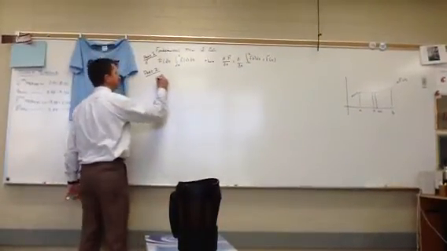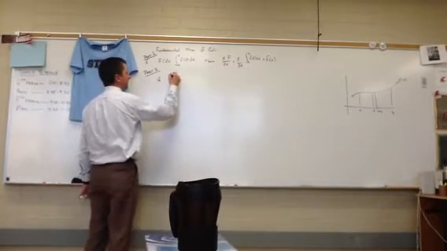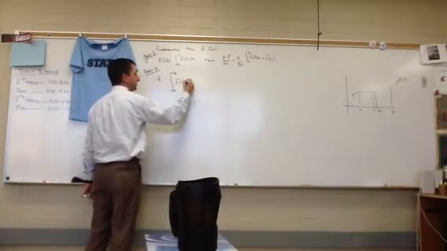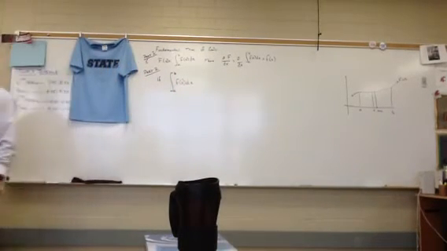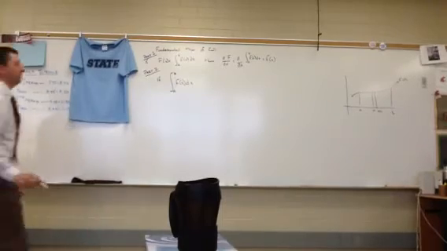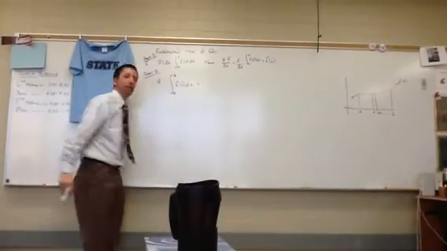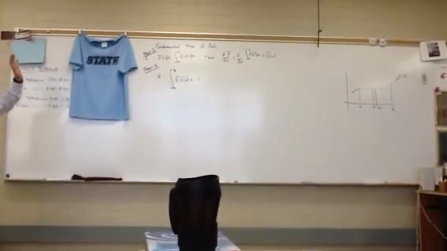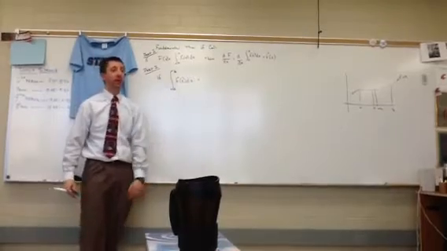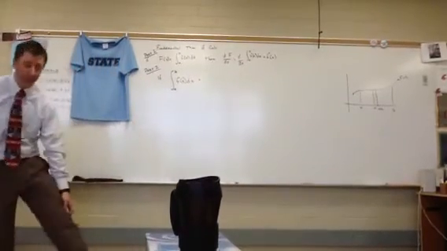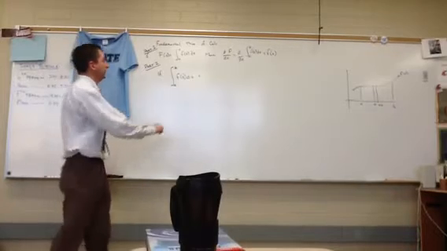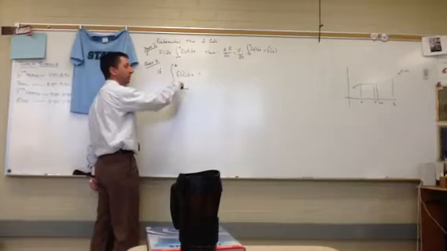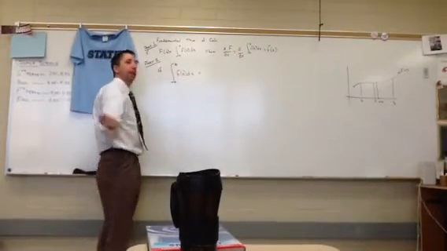If I'm looking to integrate something from a to b of f of x dx, then that's equal to, and we've already established it. I'm not going to go through the proof in part 2. What I'd like to do is show you part 2, do a couple of examples, and then I'll let you guys work a little bit.